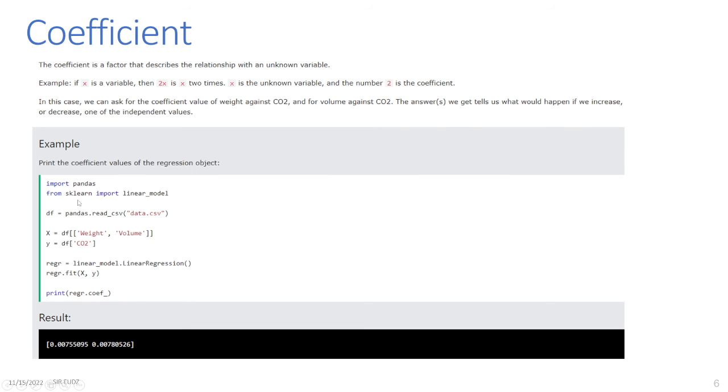So import pandas, from sklearn import linear_model. We read the file, then we have a data frame here, and then create this list using these two values, and here we have another list. Then regression.fit. So the same as the previous one, but this time around we don't predict, we just display the coefficient. So the coefficient now is 0.0075595 and 0.00780526. This one is for the weight and this one is for the volume.